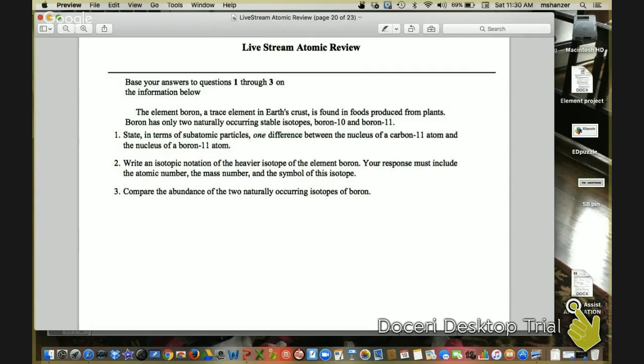It is not necessary, however, to do that, but we should understand that boron, if we look on our periodic table, which I am currently looking at, boron has an atomic number of 5, carbon has an atomic number of 6. That would let us understand that carbon has 1 more proton than boron. If we wanted to be specific about the neutron number, we could say that boron has 1 more neutron than carbon. Now, if we look at the next one, it says, write an isotopic notation of the heavier isotope of the element boron. And your response must include the atomic number, the mass number, and the symbol.